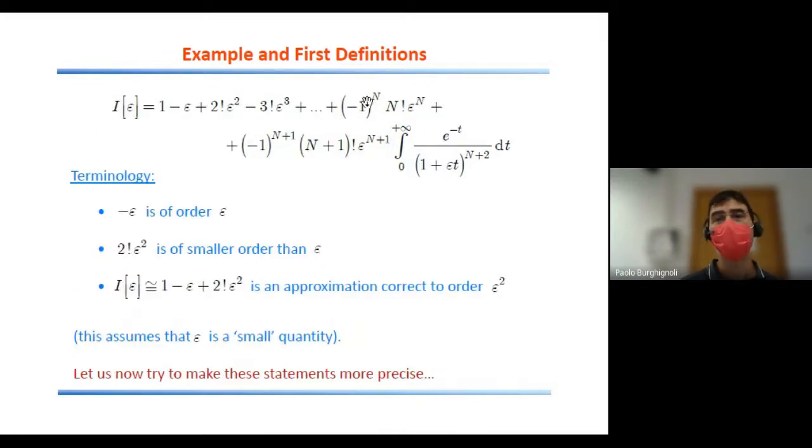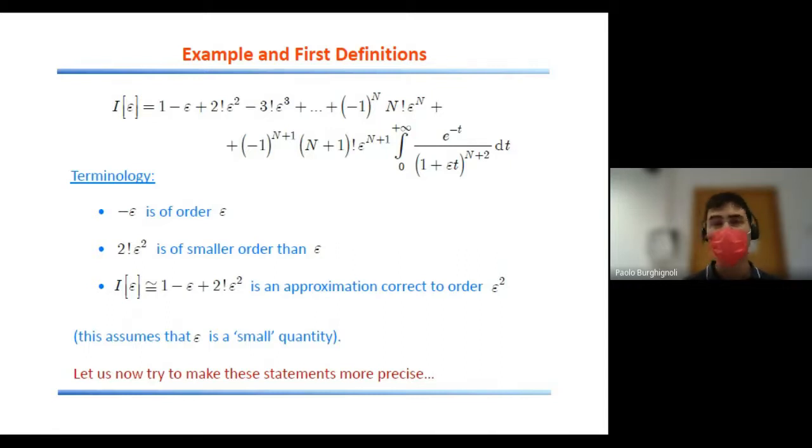That's again the result. We will say that the first term after the constant 1, that is minus epsilon in this development, is a term of order epsilon, whereas the next term that goes like epsilon squared, so it's 2 factorial, which is equal to 2 times epsilon squared, is of smaller order than epsilon. We will be more precise in a moment, but intuitively, if epsilon is a small number, then epsilon squared will be even smaller.